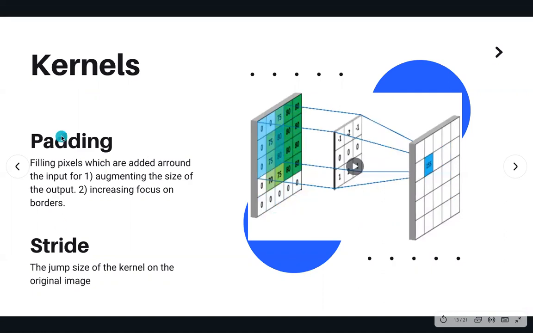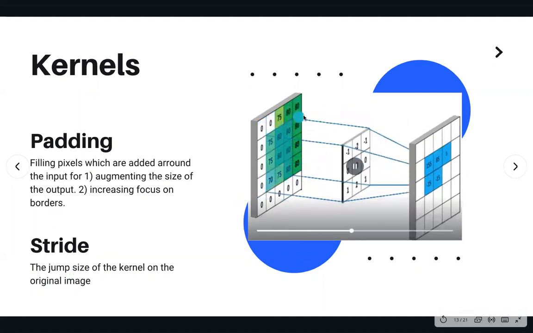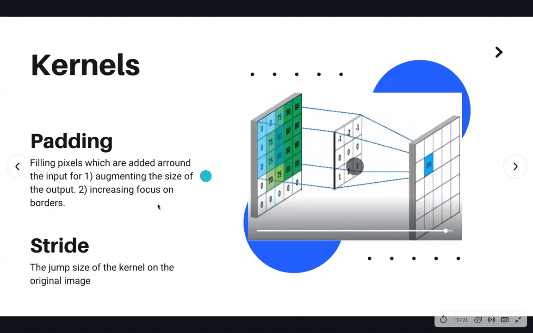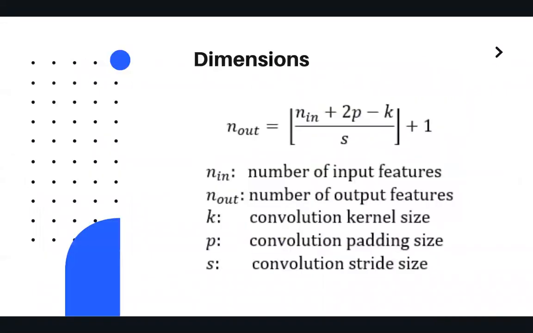So padding is used to maintain the same size of input as the output for convolutional layers, and stride is basically the jump size of the kernel. In this case, we are moving 1 pixel at a time. And if we have a stride of 2, we will jump 2 pixels at a time. The dimensions of the output are as follows: the number of input plus 2 times the padding minus the kernel size, divided by the stride, plus 1.